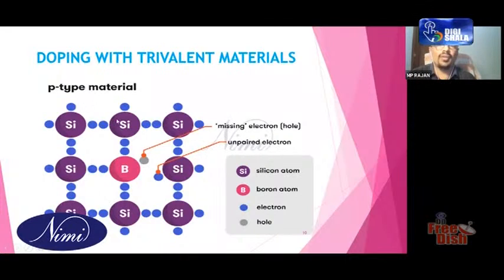So in this type of material, after doping, we can call it a P-type material. So a semiconductor, you can make it an N-type semiconductor or a P-type semiconductor.